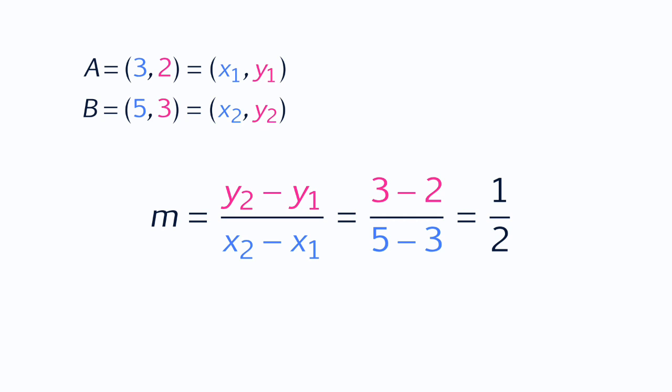Now let's swap places between the two sets of coordinates. Notice that you still get the same result for the slope m, since -1 divided by -2 is also equal to 1/2. Now let's check out an example where the slope m is negative.